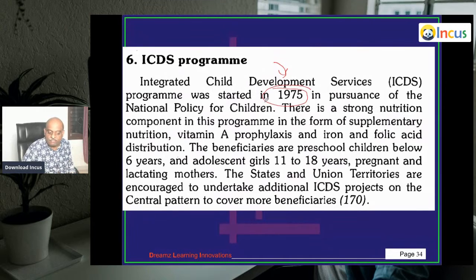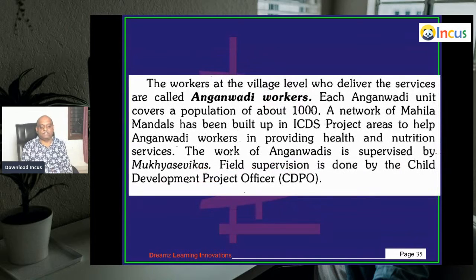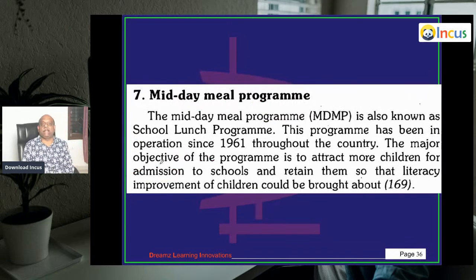It was started in 1975. And the beneficiaries are the preschool children below 6 years, adolescent girls 11 to 18 years, pregnant and lactating mothers. And the workers at the village level who deliver the ICDS are Anganwadi workers. Each Anganwadi unit covers a population of 1,000, is what you need to remember. And the work of the Anganwadis is supervised by Mukhya Sevikas, is what you should remember. Then midday meal program, 1961.